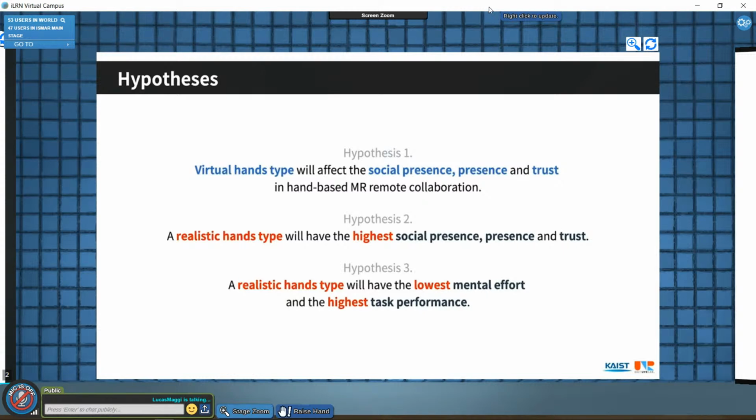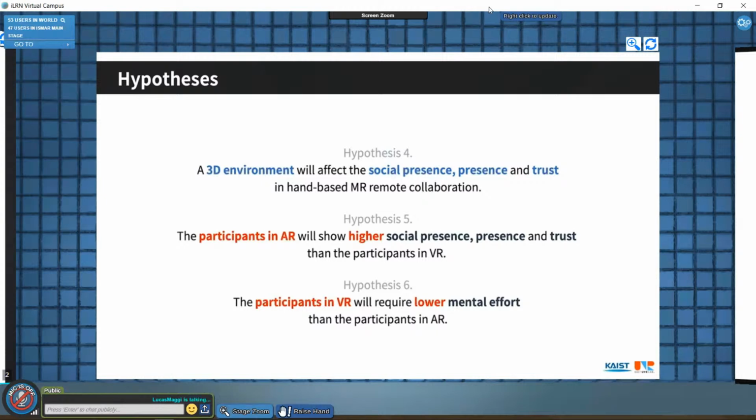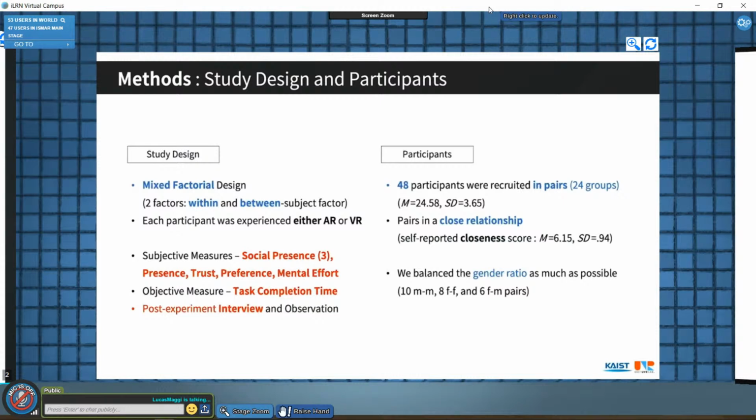Hypotheses 4, 5, and 6 are related to the second factor, 3D environment. We hypothesize that the participants in AR would show higher values on various indicators, but the participants in VR require lower mental effort. The experiment was in a mixed factorial design, so each participant experienced all three hand types, but either the AR or VR condition.